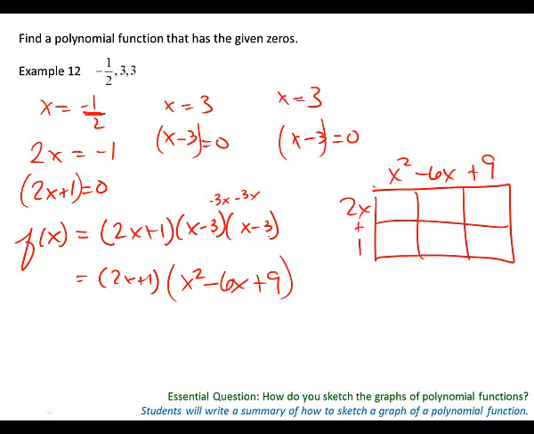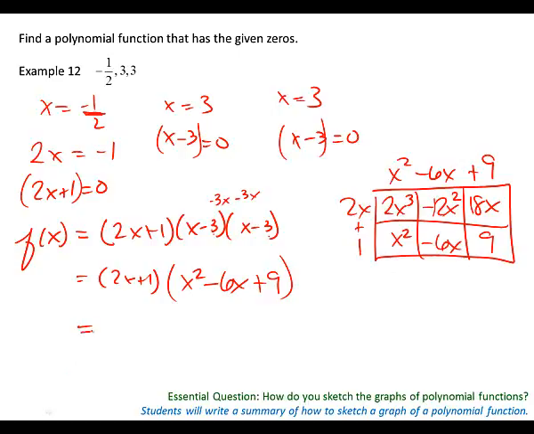All right, let's use this like it's a multiplication table. So 2x times x squared is what? Good. 2x times -6x is? Good. 2x times 9 is? Why wouldn't that -12x be squared? Yes, it would be. Thank you. 2x times 9? 18x. X squared times 1? -6x times 1? And 9 times 1? 9.